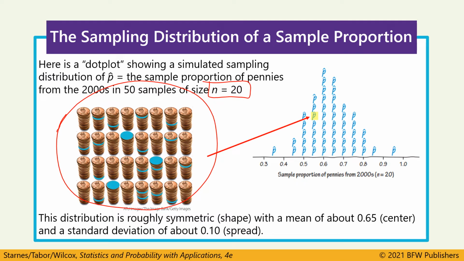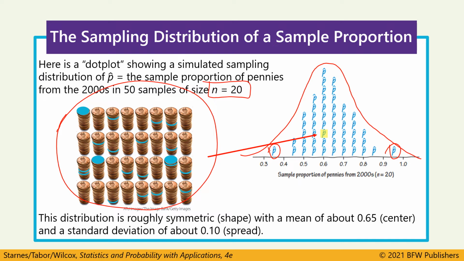We take another one, we get a different proportion because sample statistics vary with each sample. And if we take a third, again, it varies. We can see they range from about 35% up to 95%. And we can also see that this is taking on a unimodal and symmetric shape where most of the values are starting to pile up around 60%. That's a good estimate of what the actual proportion of pennies minted in the 2000s actually is.